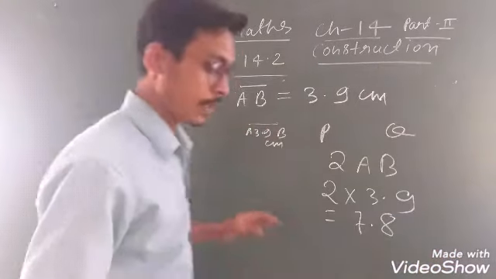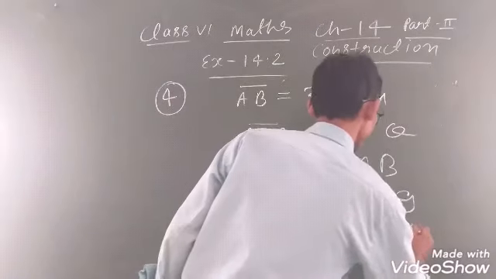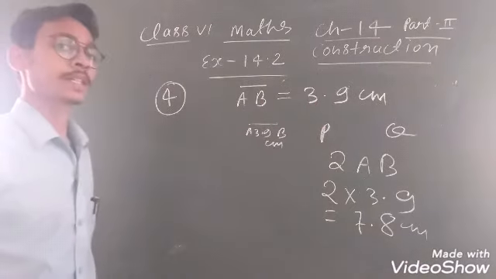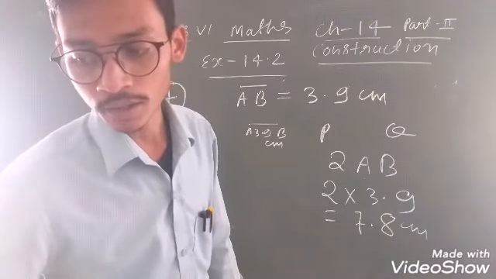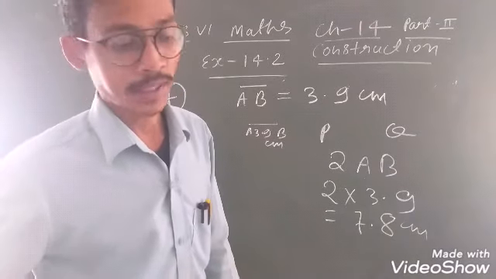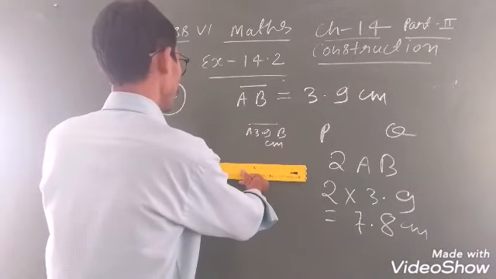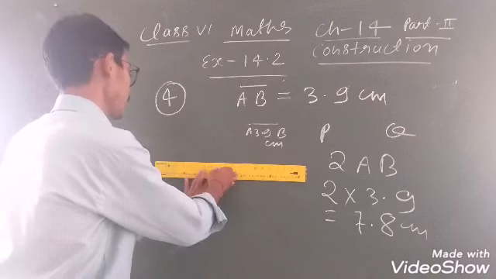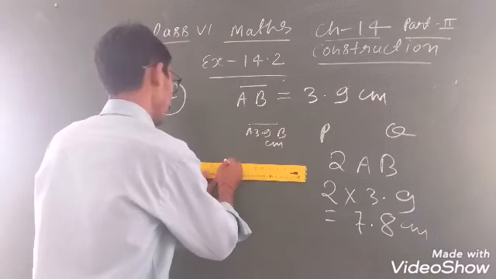Okay, so 2 multiplied by AB, that is, if you multiply 2 into 3.9, it will come 7.8. Okay? It means simply you have to draw a line segment of 7.8 centimeter. So look, 7.8 centimeter you have to draw. So 7.8, see, from here to here.